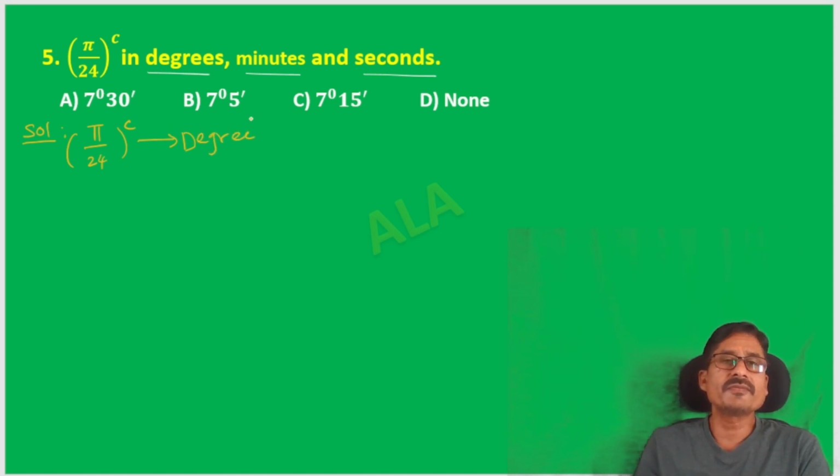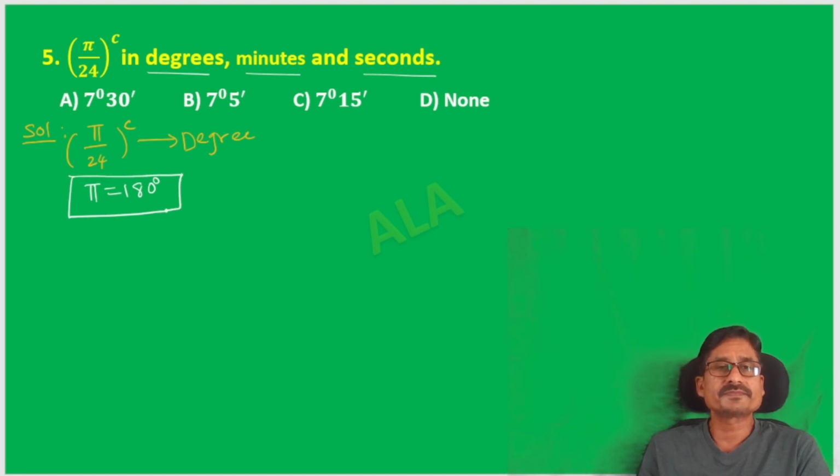Here pi is there. We can follow two methods. One is, pi value is how much in degrees? Pi is equal to 180 degrees. In radians we substitute in the place of pi 180 degrees. That is one system. Now we write, pi means 180 degrees by 24. If you simplify this, then it is converted into the degree sexagesimal system.